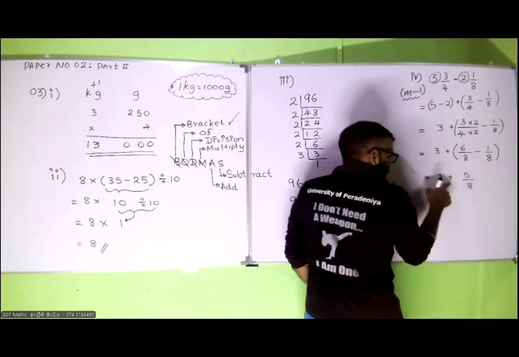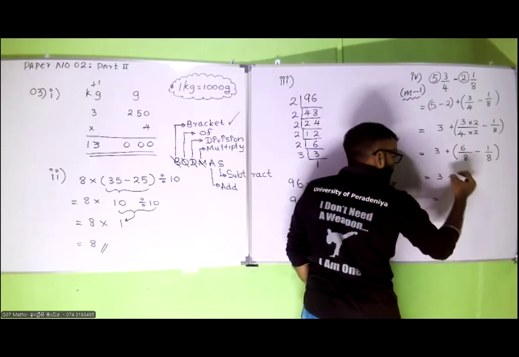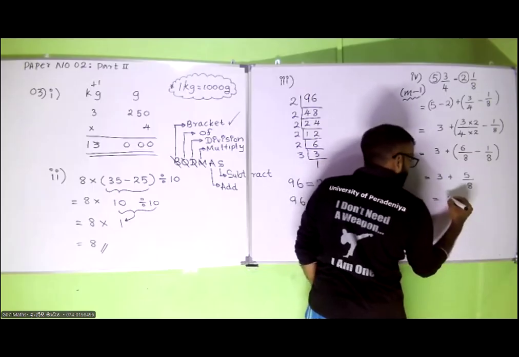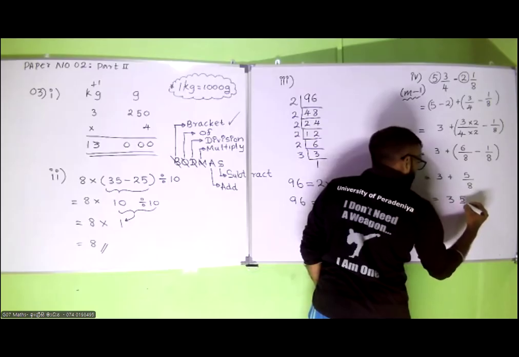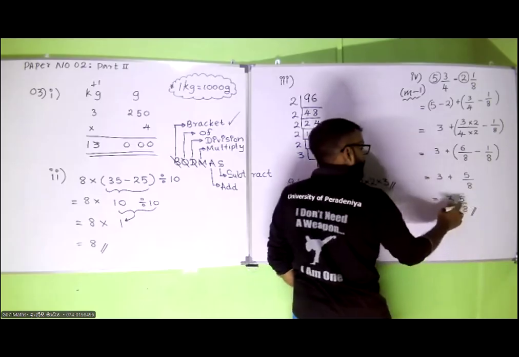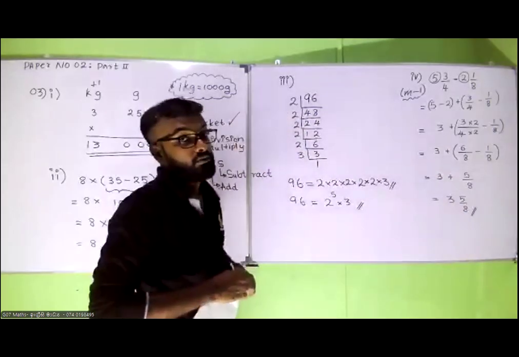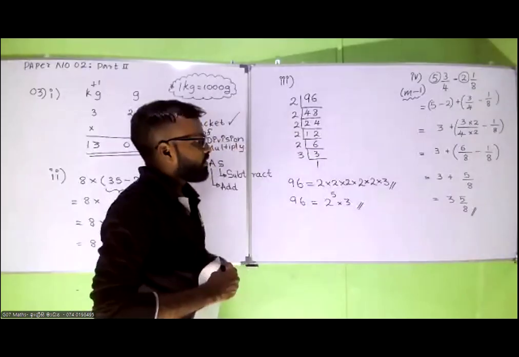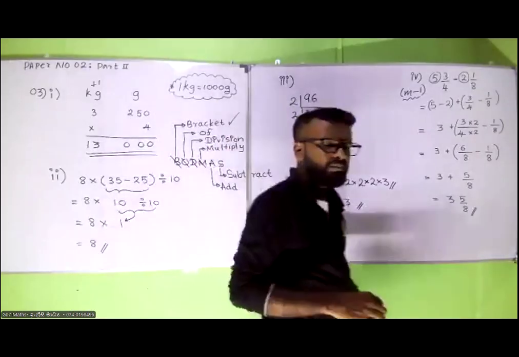You can remove this positive sign, and write this as a mixed number: 3 and 5 upon 8. So this is your final answer, 3 and 5 upon 8. That is using method 1. Now if you use method 2, it is the same thing.